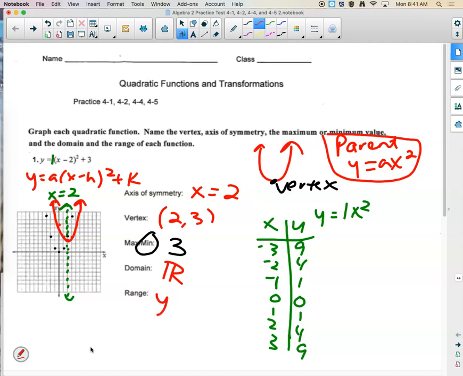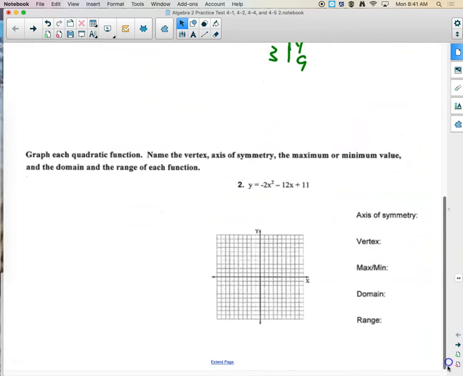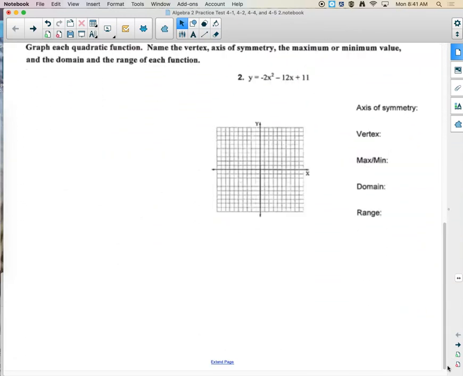Yeah, y is greater than or equal to 3. Remember, we said that was the min. That 3 value for the y, that's the min. Got it all. It's all on there now. We're good to go on. And we have another one.